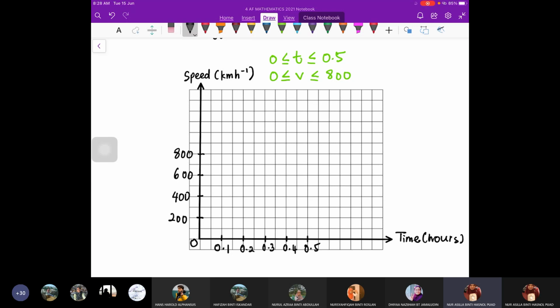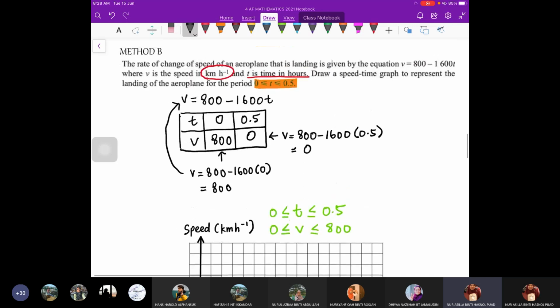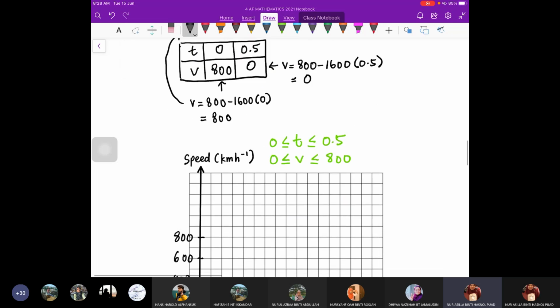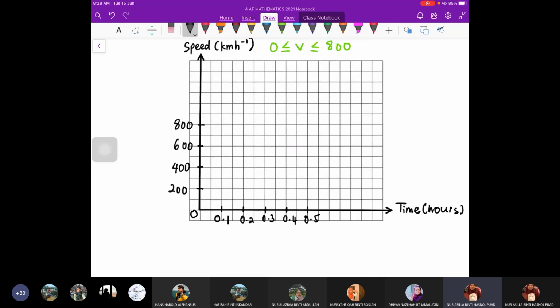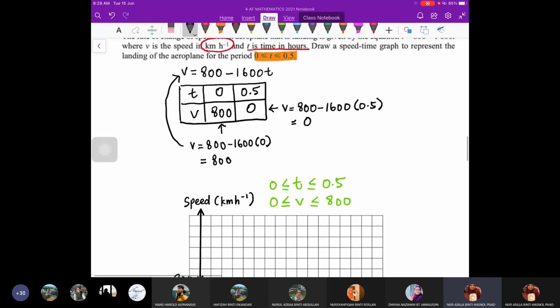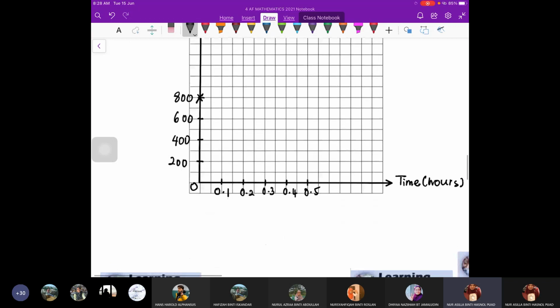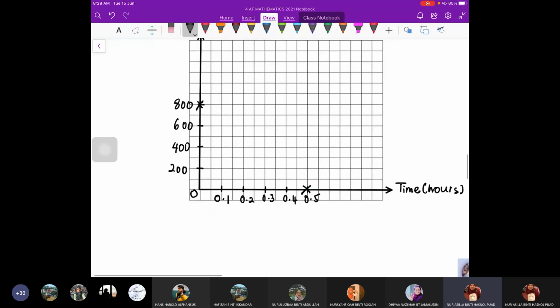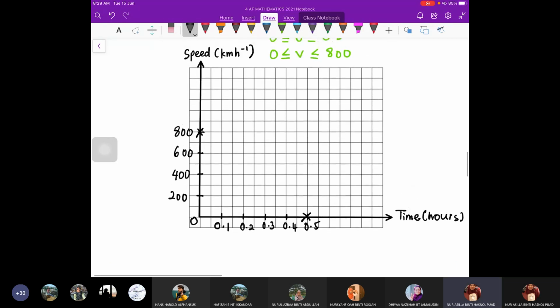Okay. So, from the table you made above. Okay. So, the first one, when T is equals to 0, V is 800. So, put here. And then, when T 0.5, V is equals to 0. So, 1 again. And then, draw the line.